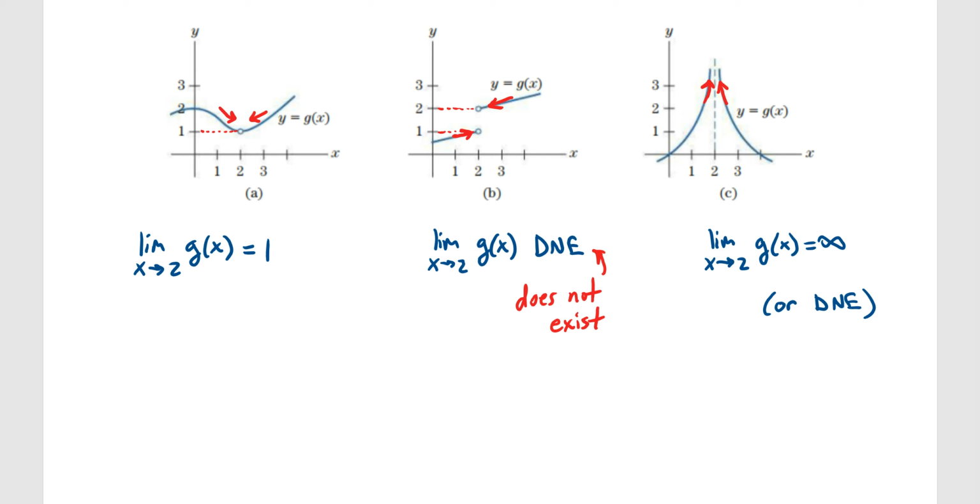Or sometimes you'll see that you can also say it doesn't exist. So for our sake, for right now in this class, we're going to say that either answer is acceptable. And once again, that's only because it has to do with infinity, positive and negative infinity. You can use that, or you can use does not exist.